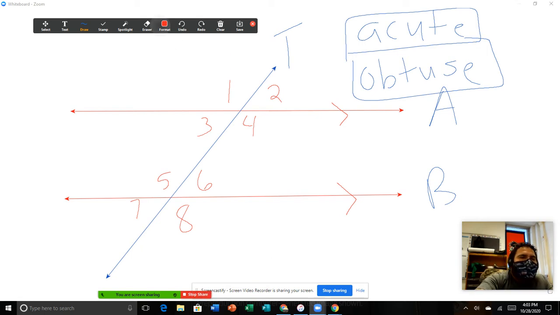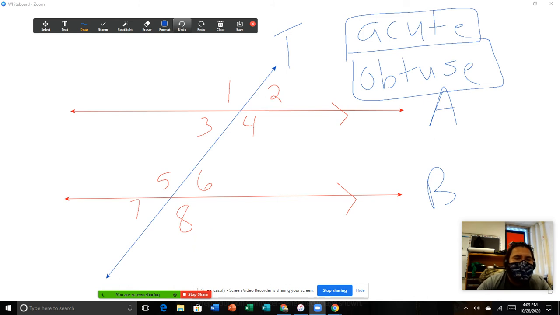You need to know the relationships. Hopefully, on the last video in 3.1, you understood the relationships. But real quick reminder: angle 1 and angle 5 are corresponding. Look, they're both obtuse, so that means they're congruent. Check this out. Angles 8 and 4 are both obtuse. Guess what? They're corresponding angles. They're congruent.